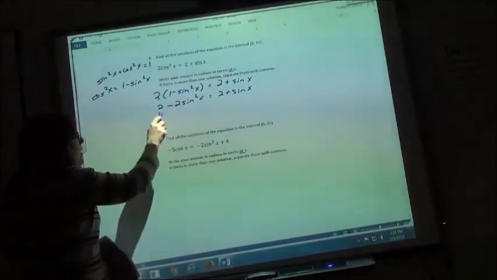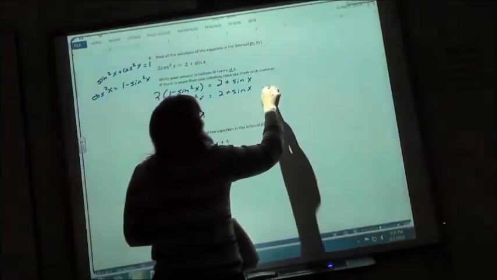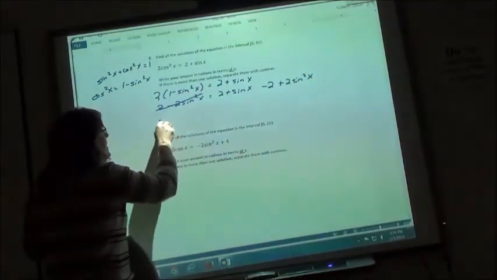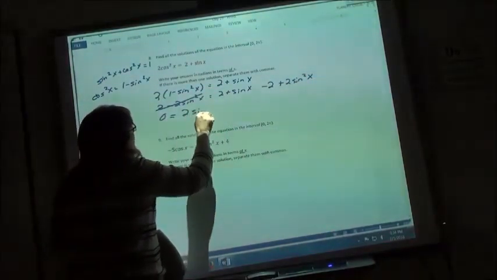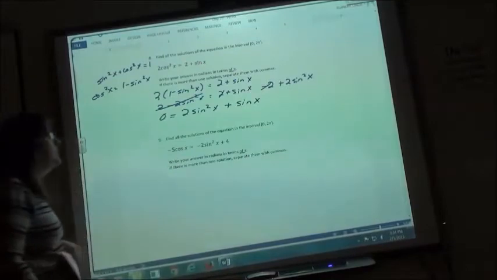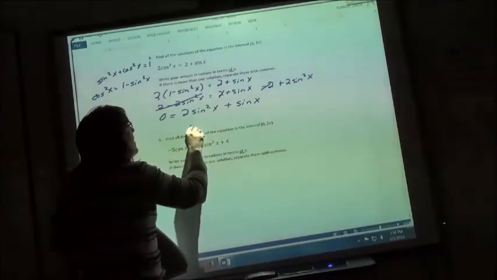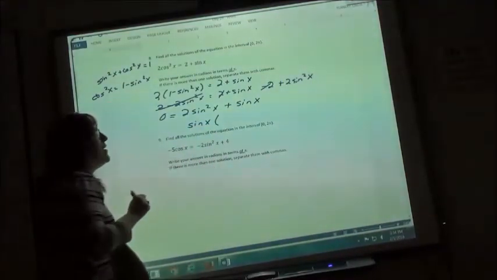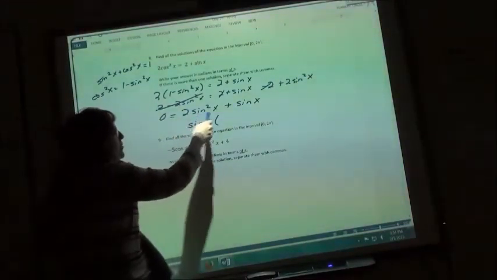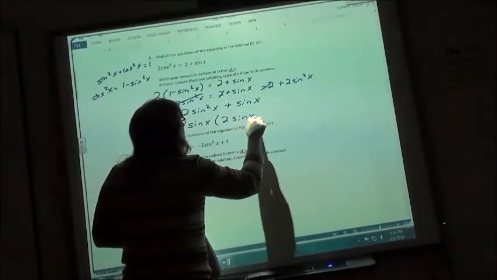So in this case, I'm going to subtract my 2 and add my 2 sine squared of x. So minus the 2 plus the 2 sine squared of x. So 0 is going to equal 2 sine squared of x plus the sine of x. If I'm going to factor that one, you can see I can factor out the sine of x. If you need to, make it 2x squared plus x, factor it that way, but this one I think we can just see there's a common factor of sine of x. So if I take out the sine of x, I get 2 sine of x plus 1.